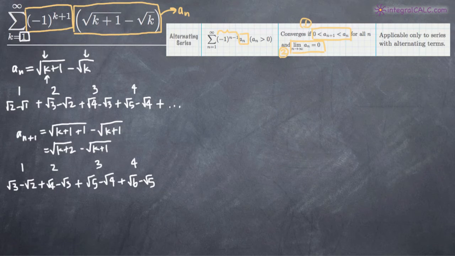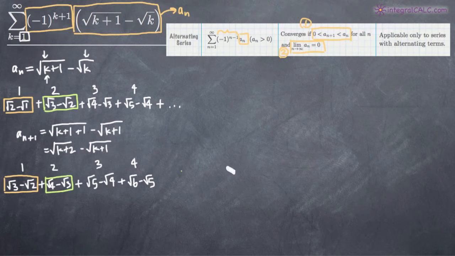What we can see is that if we compare this first term, the square root of 2 minus the square root of 1, to the square root of 3 minus the square root of 2, and then we compare every term in the series, when we plug in 2, we got this term, and we got this term.